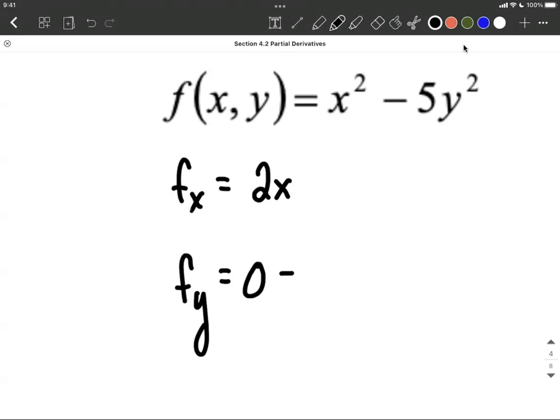Minus this other term does have a y. And remember, for the partial with respect to y, we're treating that as our only variable. So we can use the power rule on this: bring down the exponent, multiply it by 5, get 10, and reduce the exponent by 1, so that'll be y to the first power. Now I'm going to go ahead and clean this up and get rid of the 0 in front, and leave that as our final answer.